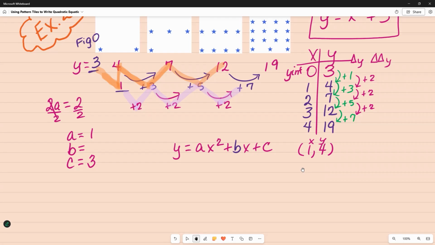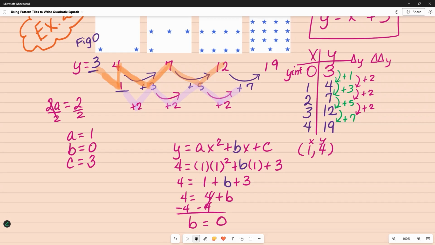So for y, I'm going to place the 4 in there. A, we said was 1. X, we said is 1. We don't know B, X is 1, and C is 3. And now we just simplify. We can combine like terms on this side, and now we subtract 4 on each side. B is 0. Now that we have our A, B, and our C, we can write our equation.